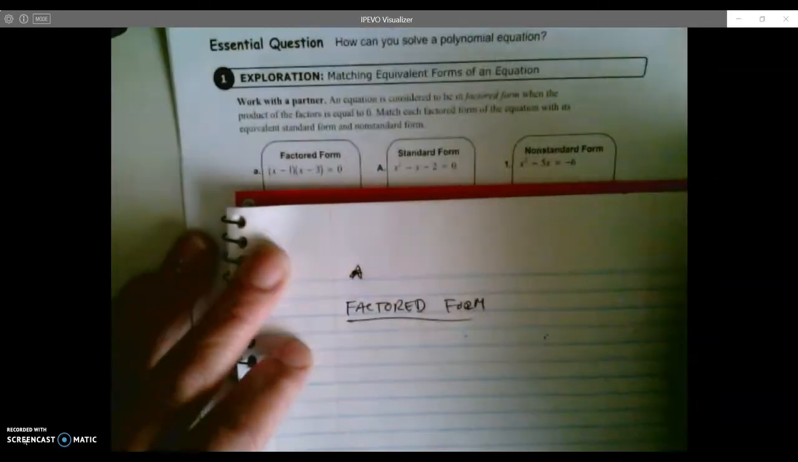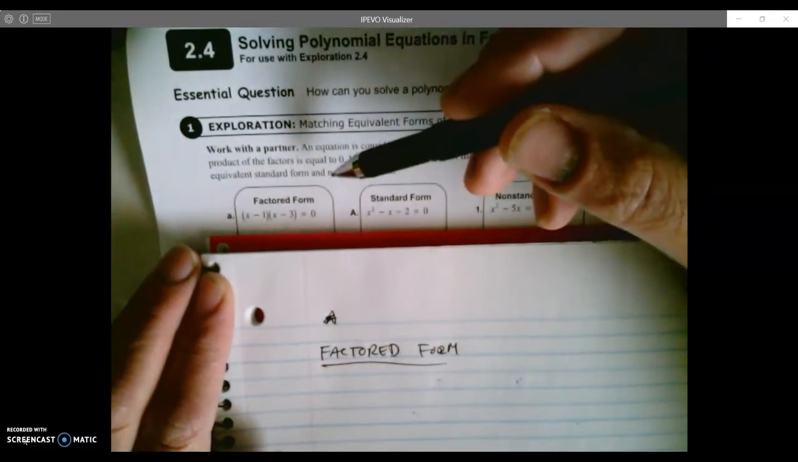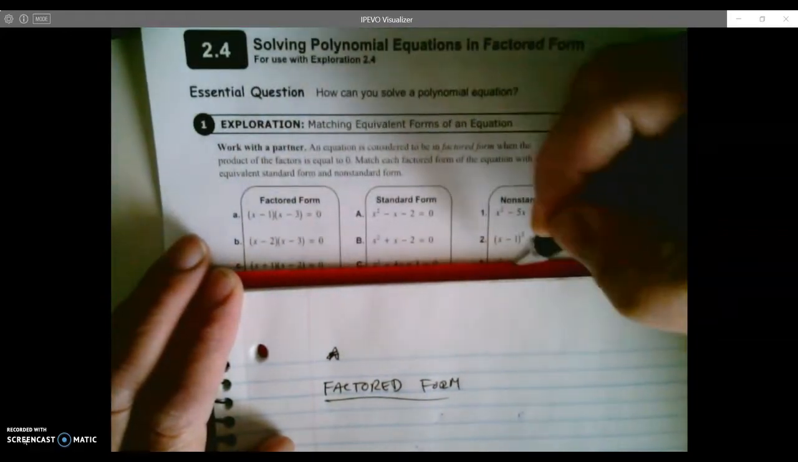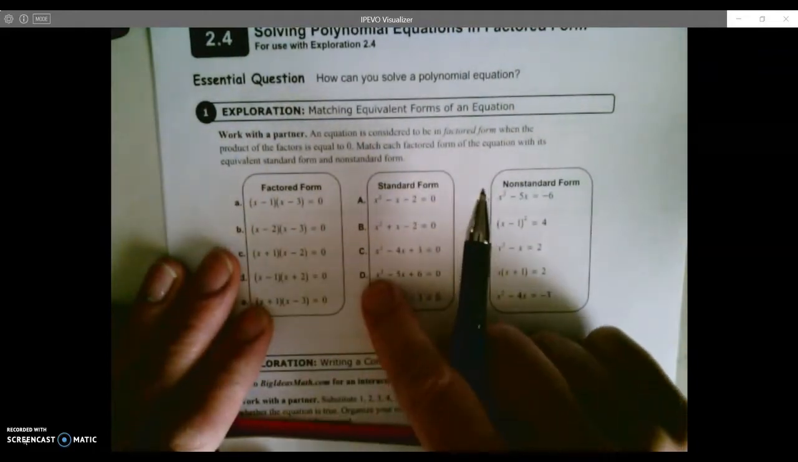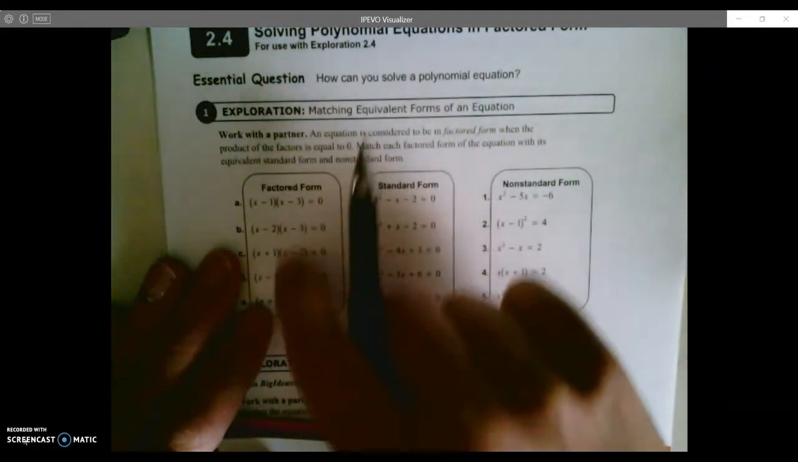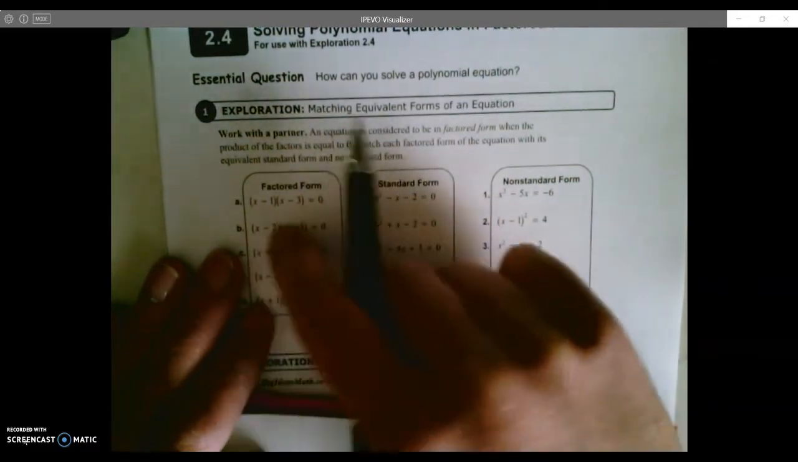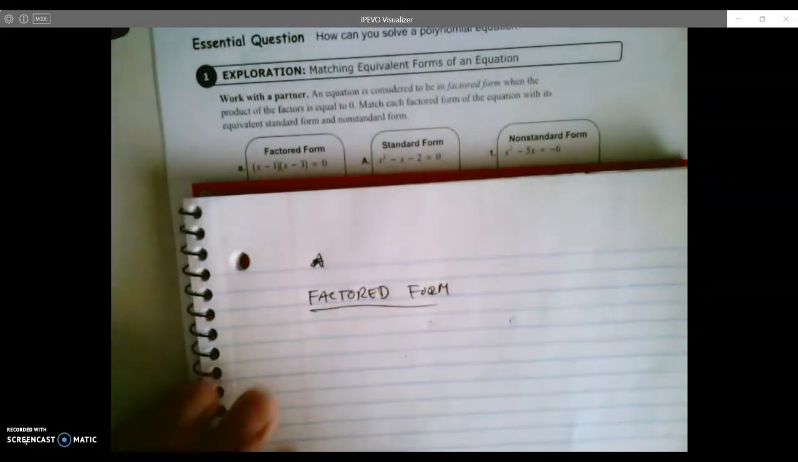Okay, so first let's figure out what they're doing here. It says you want to match each factored form with an equation from standard form and non-standard form. So something from here has to match with something from here and has to match with something from here. You're probably not going to be able to look at this and tell exactly which one. Even myself, I can't really do it too well in my head. I know a few shortcuts, but really what we want to do is get some practice with FOIL.